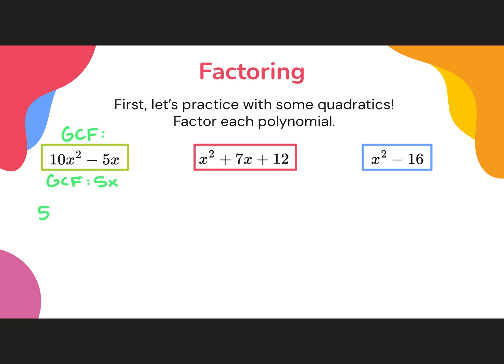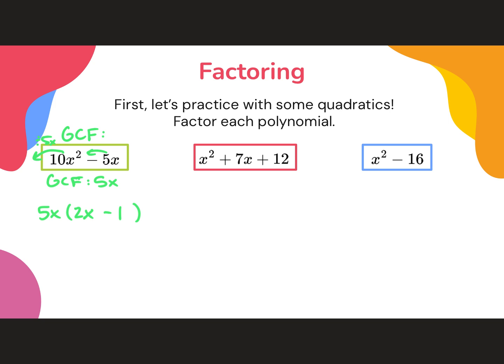That GCF is going to go out in front, and in the parentheses I'm going to write what I have left over after I divide each of those terms by 5x. 10 divided by 5 is 2. X squared divided by x is x. Negative 5x divided by itself is going to be negative 1.